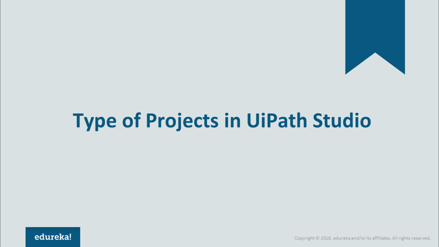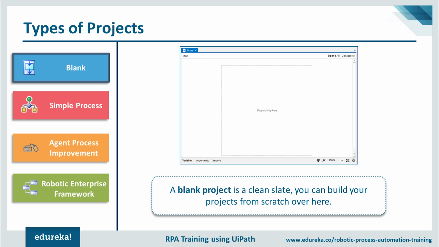Now that you're clear with the two key concepts, let's look into the different types of projects that we have in UiPath Studio. Like I said before, there are four types of projects that UiPath provides: the blank project, the simple process, the agent process improvement, and then the robotic enterprise framework. Let's discuss each one of these one by one. Let's start with the blank project.